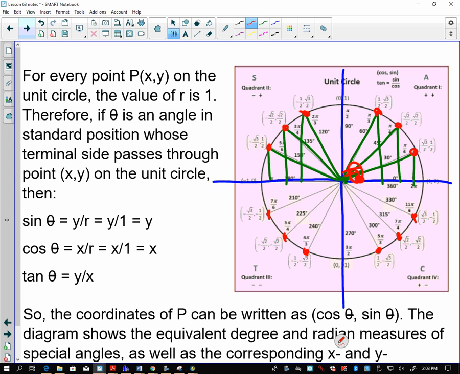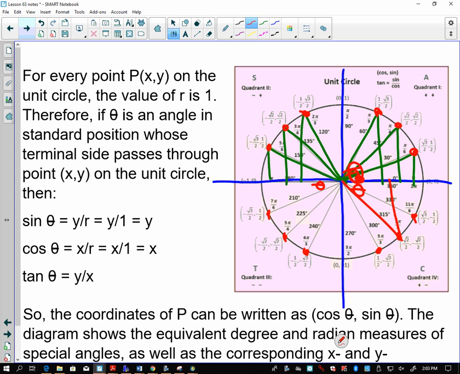So theta could be this reference angle here, or this reference angle here. Have I lost anybody yet? Okay, if I need to erase a bunch of stuff and start over, I will. Theta is an angle in standard position whose terminal side passes through the point x, y on the unit circle. So this is what we learned.